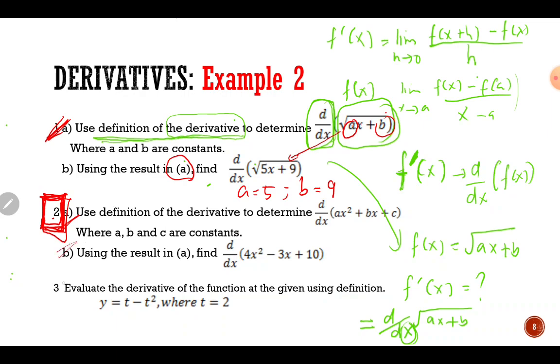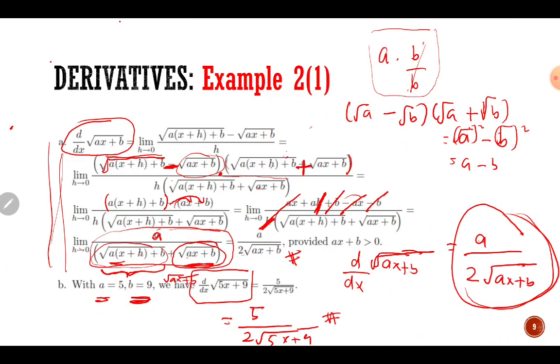Okay. And then now I'm going to discuss number 3. Evaluate the derivative of the function at the given value of t, here t equals to 2, using the definition. Okay, again dia nak you cari the derivative of a function using the definition of the derivative. So the function is y equals to t minus t square, and they want you to find specifically the derivative at t equals to 2.